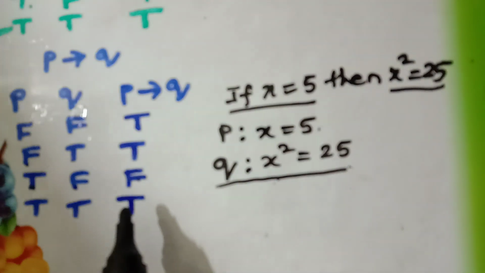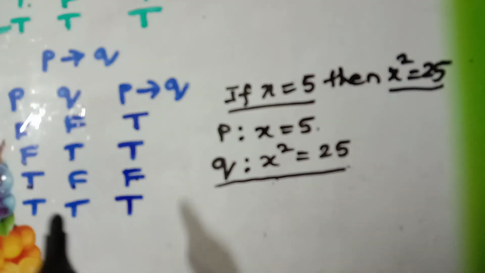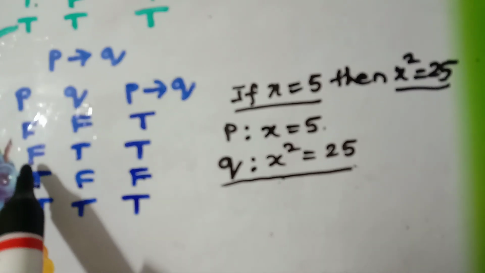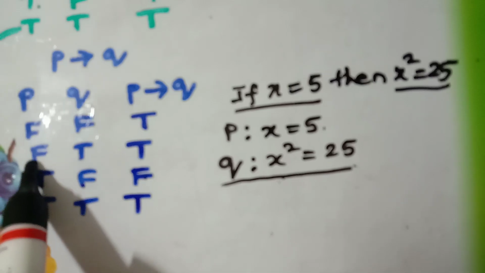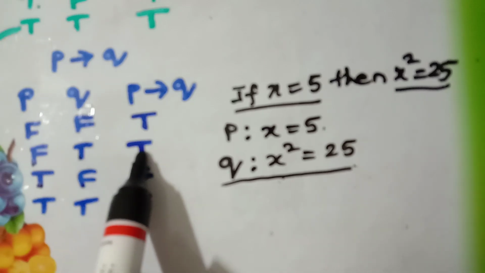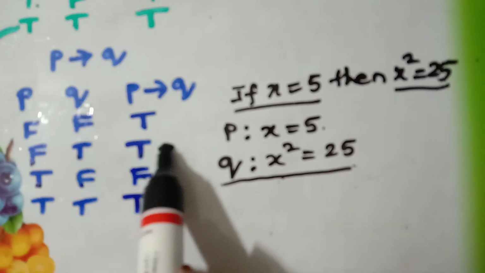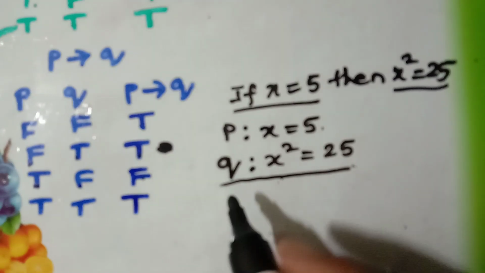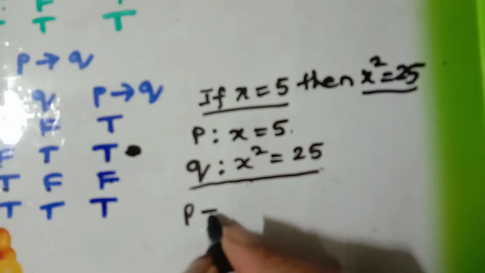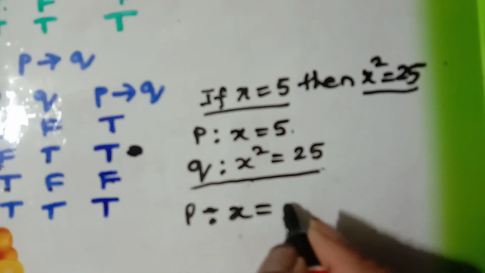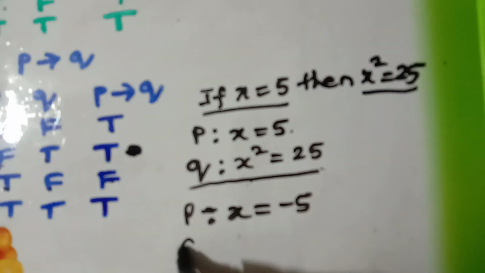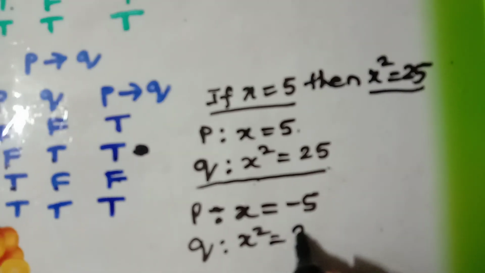Okay. So the tricky one in this particular case, if you ask me, is this one where we say that P is false, Q is true, and the outcome is true. The second one. Okay, we are looking at the second one. So see, let us say P is false. That means P is, let's say, x is equal to minus 5. So P is not 5. It is x is equal to 5. And Q, x square is equal to 25, is true.